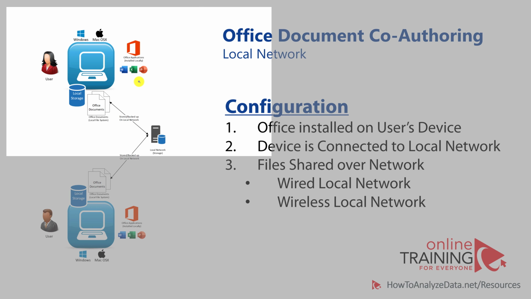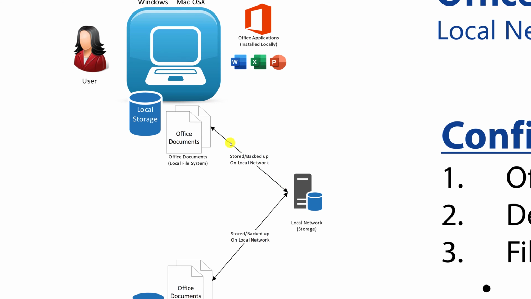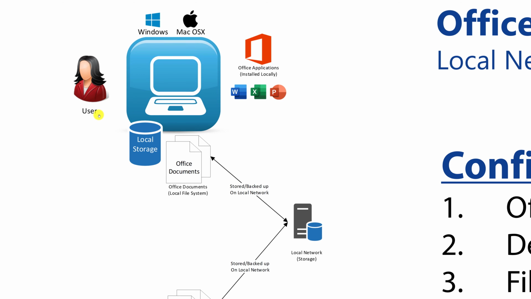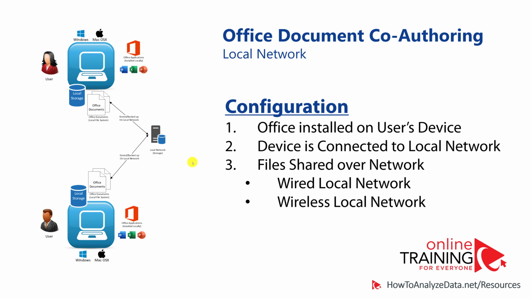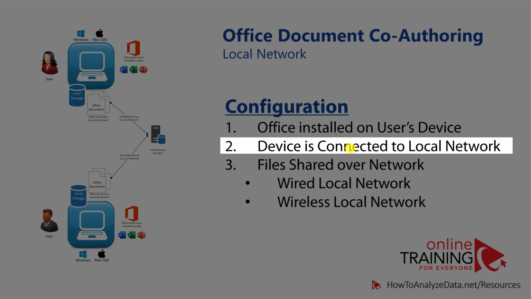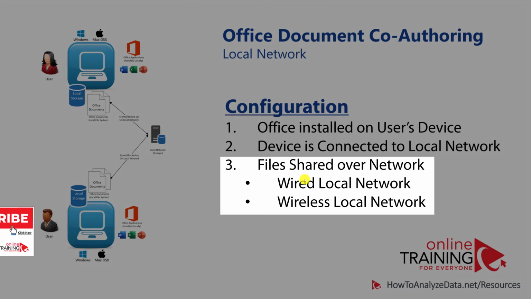For a very long time, the only version of co-authoring for multiple people to edit the document was sharing a copy of the document on a local network. In this model, one user can create or edit documents, put them onto the shared local drive, and notify another user. Then another user, using a similar desktop-based configuration, would go ahead and edit, review the changes, and provide suggestions for the documents that they were co-authoring. This was a great innovation back then, but the configuration required Office to be installed on the user's device, to be connected to the local network, and files shared over the network, either wired or wireless local network.